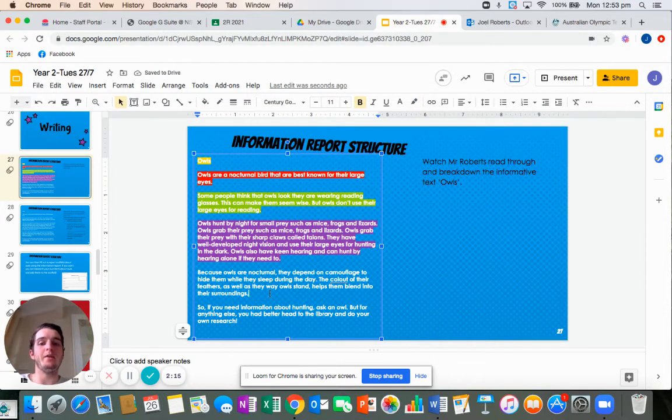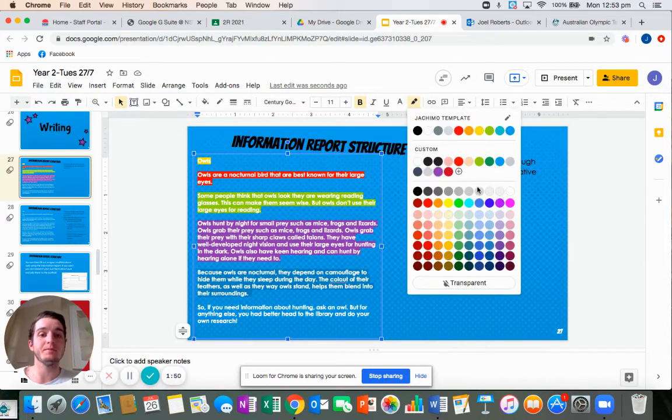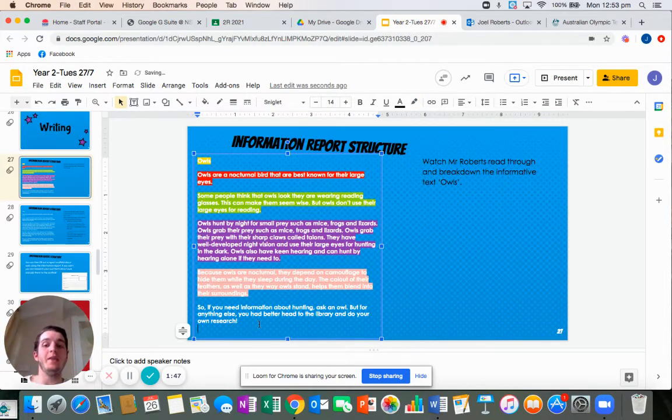Let's go purple. And then the next paragraph says, because owls are nocturnal, they depend on camouflage to hide them while they sleep during the day. The color of their feathers, as well as the way that owls stand, help them to blend into their surroundings. Okay, so that's kind of talking about its habitat. It's talking about where it lives, and it's telling me that it likes to camouflage into its surroundings. It likes to hang upside down, things like that. And that is another fact. I'll do this one pink.